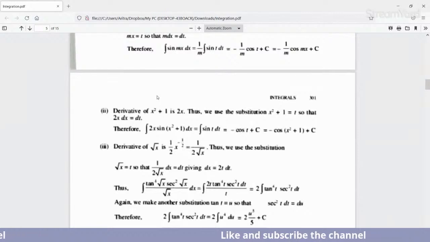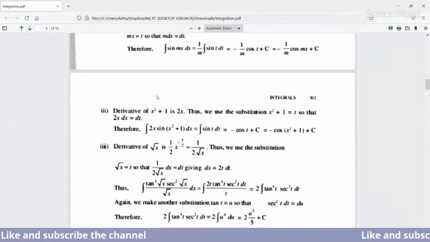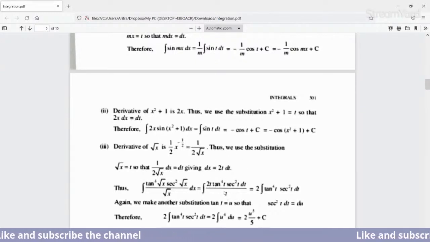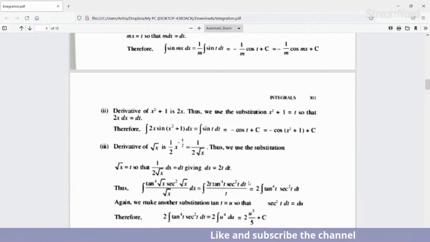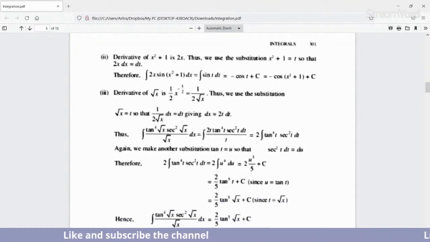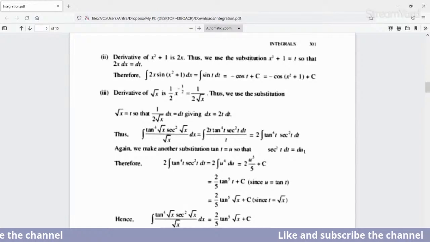Let's assume root x to be t again, differentiate it, and just see what value is coming. See, they have done the same. They have taken it to be t, differentiated both the sides, and simplified it. This t and t will get cancelled, and we get 2 tan to the power 4 t sec square t dt. But here one tragedy is there. You have to take another substitution.